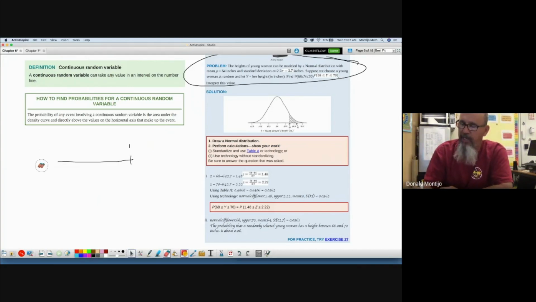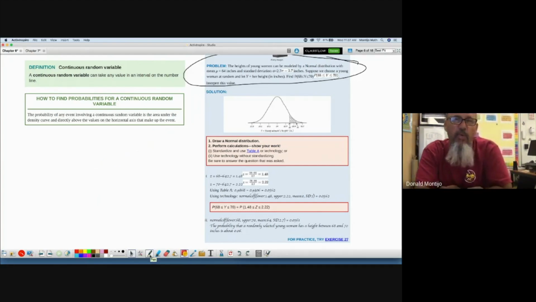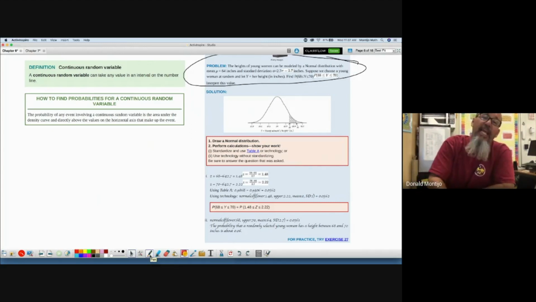Well, now women could have any height in the world. There's an infinite number of heights depending on how specific we want to get with the height. Someone is 5'5", they're 5'5.5", they're 5'5.25", they're 5'5 3/4". There's an infinite number of heights. Therefore, we could not write out a probability model.